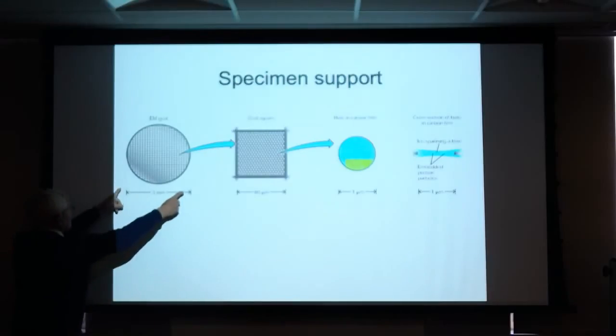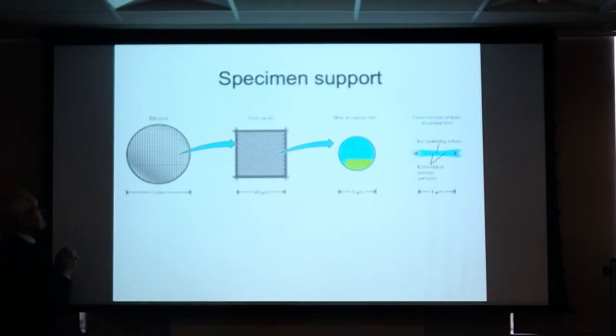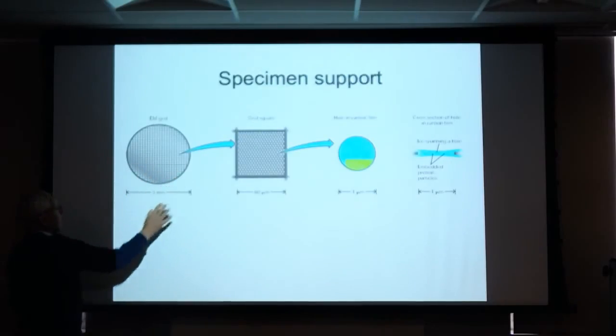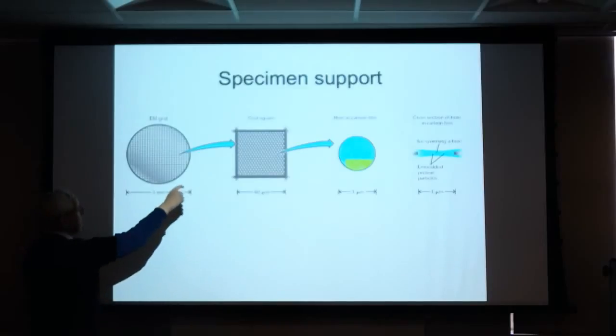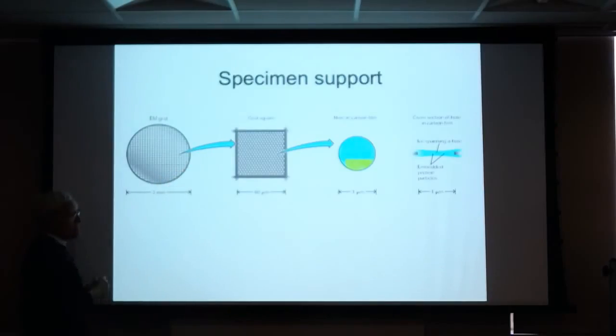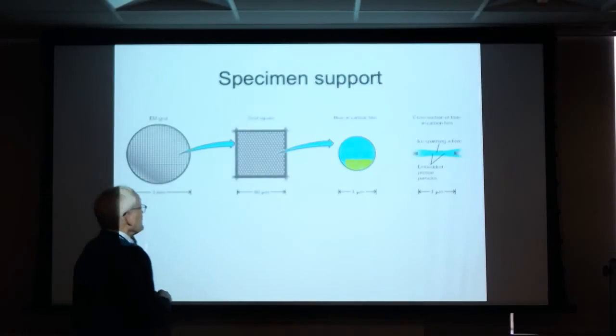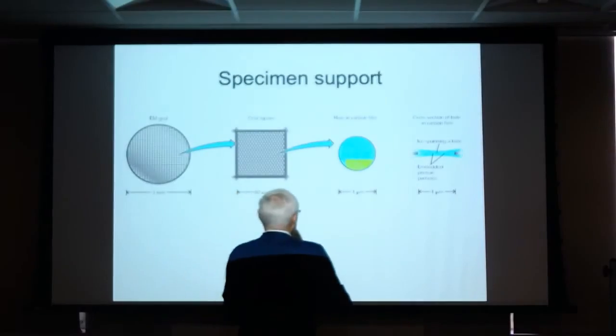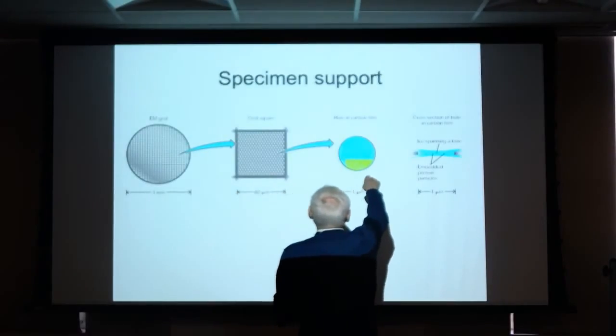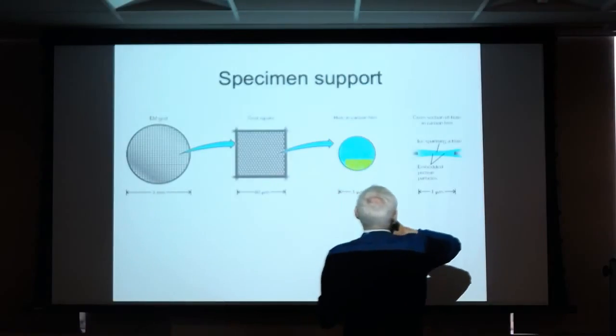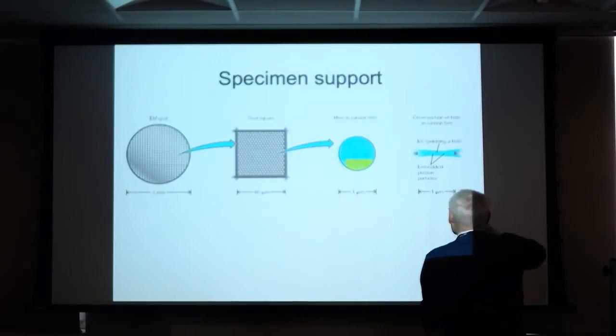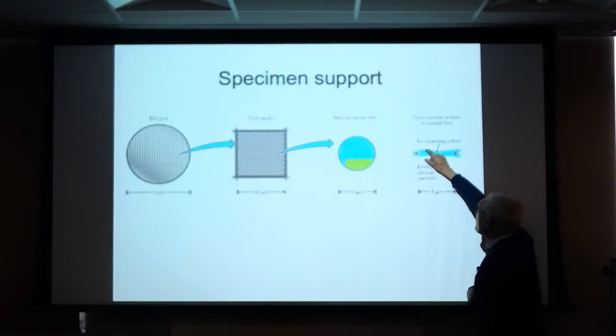Here is a 3 millimeter grid, and this is all covered with a carbon film. The carbon film is perforated in a regular way. It's so-called Quantifoil, which can be ordered in different varieties. And then the specimen is actually in a hole in the carbon film. So if we look in the cross section, we have the ice spanning the hole, and here are the molecules.